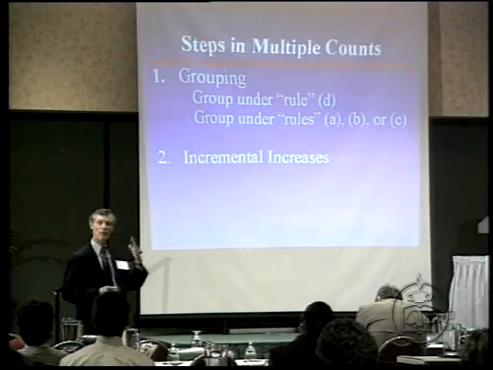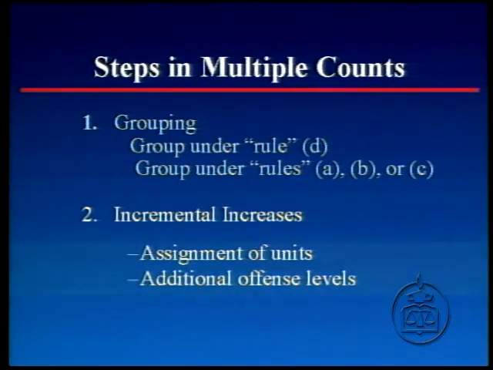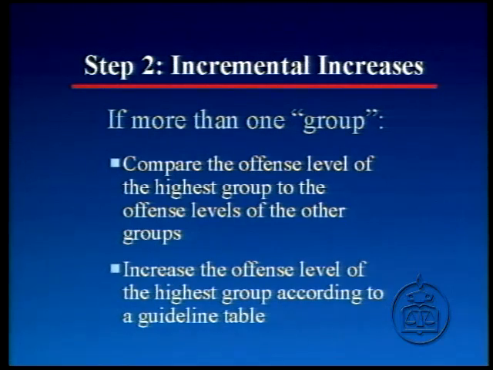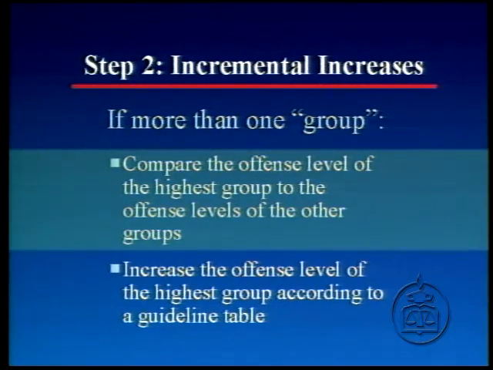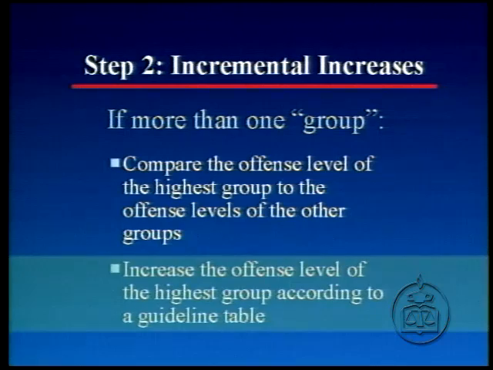But now what do we do if we have more than one harm? How do we approach that? Well, the incremental increases, assignment of units, and additional offense levels. Incremental increases, if there's more than one group, here's the process. You compare the offense level of the highest group to the offense levels of the other groups. You compare each of my harms. What's my offense level for each of my harms? I increase the offense level of the highest group, the highest harm, according to a table.